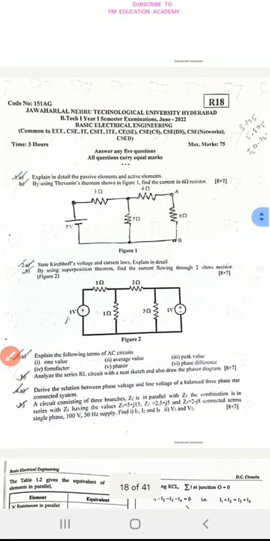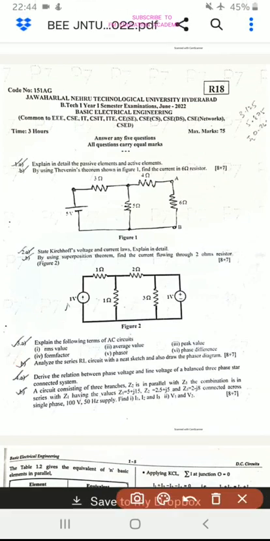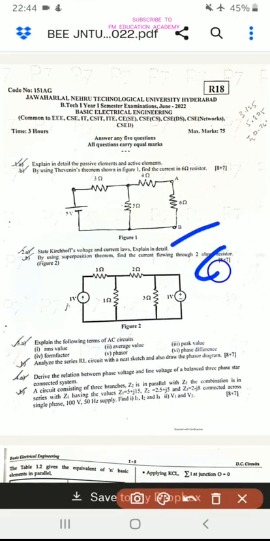Next, the second question was: state Kirchhoff's voltage and current laws, explain in detail. Very easy question, very easy to score 8 marks. But it is telling to explain in detail.